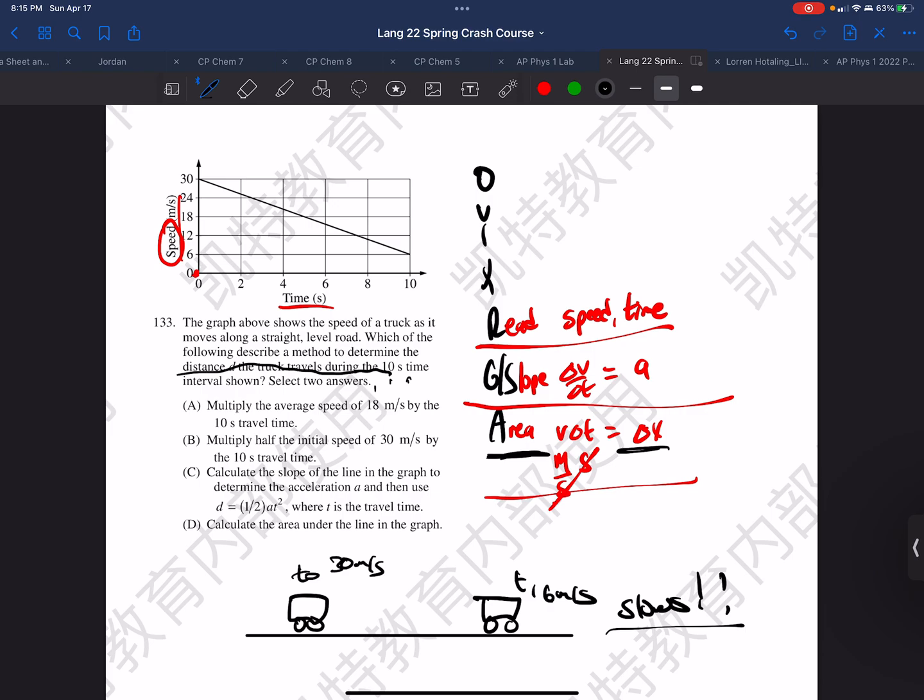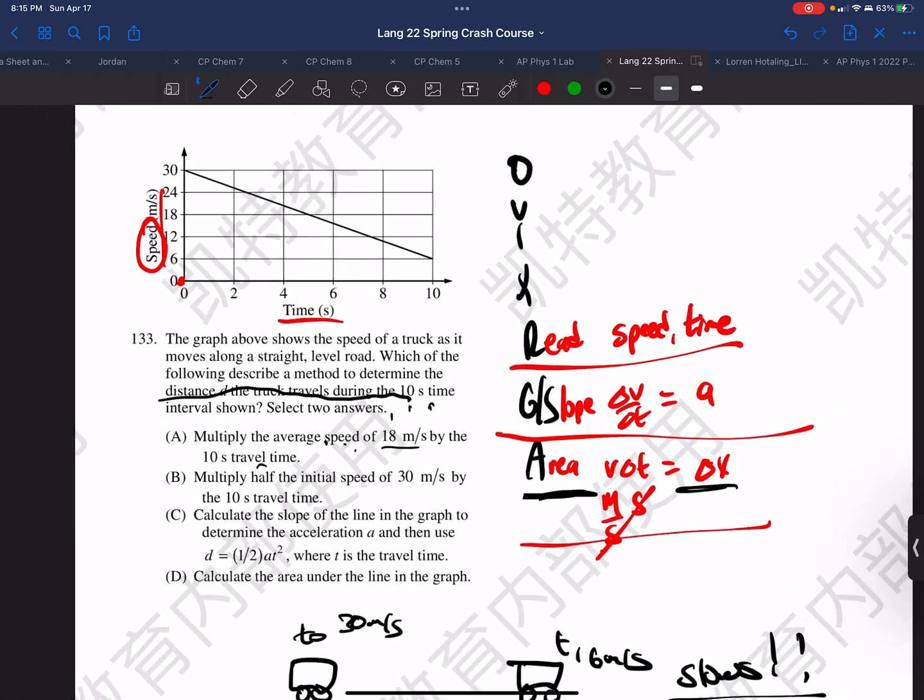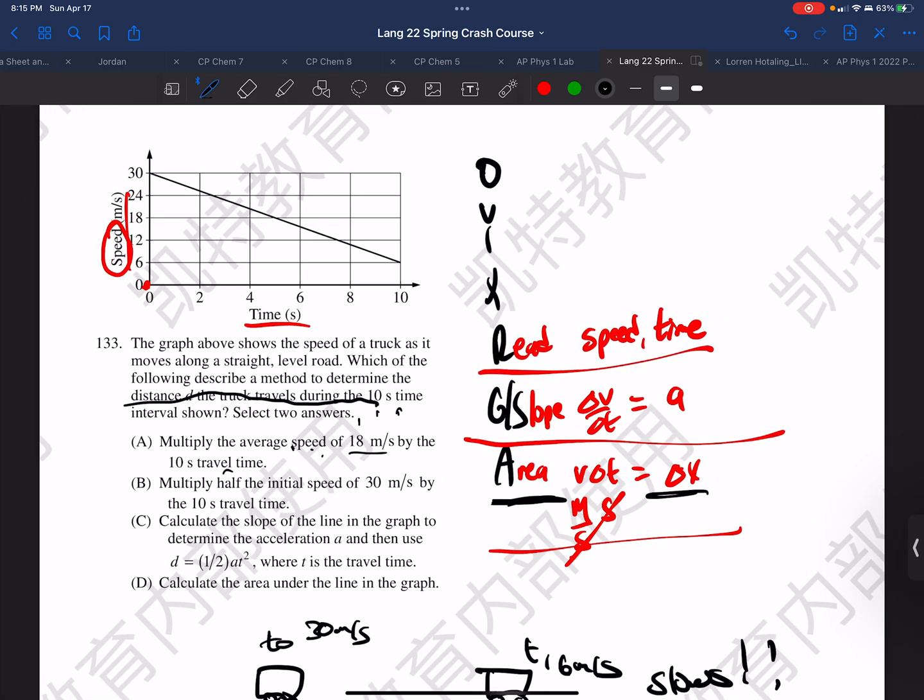All right. Multiply the average speed of 18 meters per second by the travel time of 10 seconds. Well, first of all, let's see if the average speed is 18. We have 30 and we have 6. So the average speed is v plus v0 over 2. So 30 plus 6 over 2 is 36 over 2, which is 18. So that indeed looks like it is a correct answer. We take the average speed and multiply it by the time.